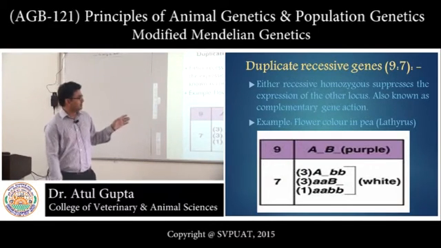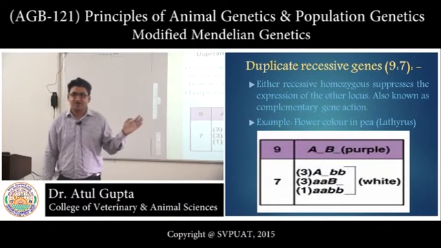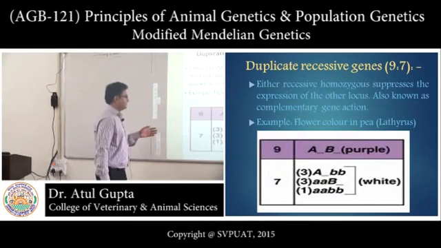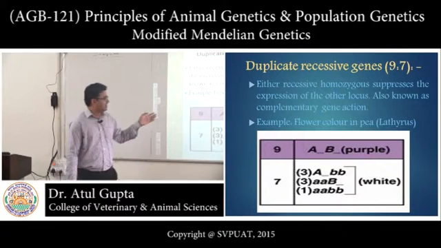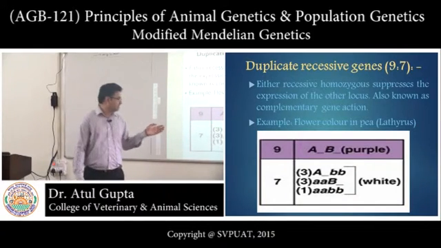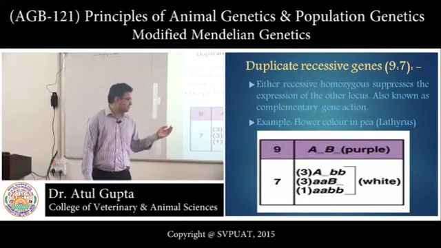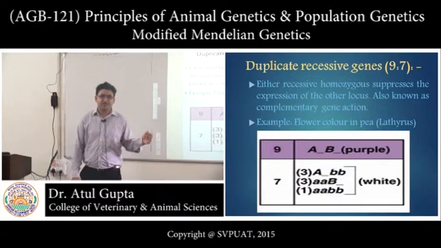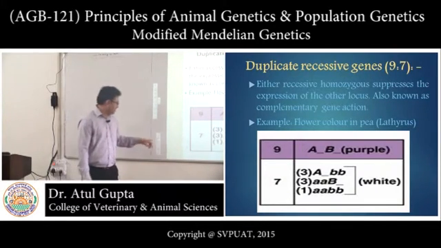For example, this is flower color in pea, that is Lathyrus odoratus, as we all know. In that we will have capital A dash capital B dash for purple color, and for white it should have capital A dash small b small b, small a small a capital B dash, or small a small a small b small b genotype to be a white colored flower.